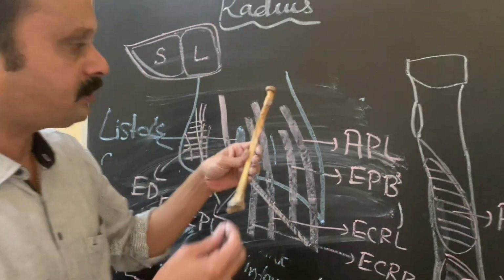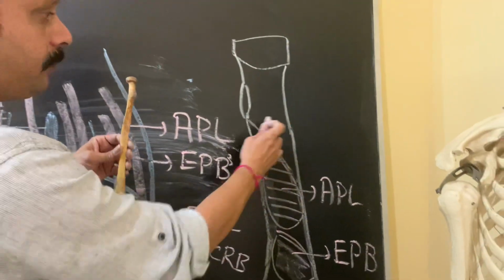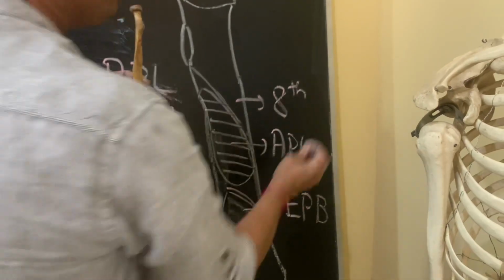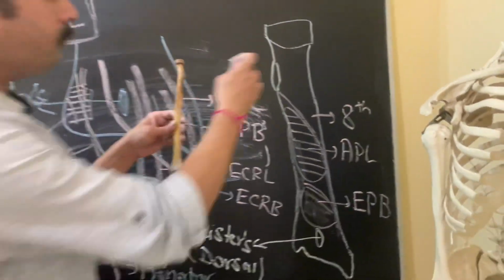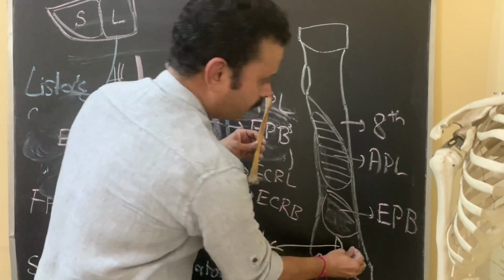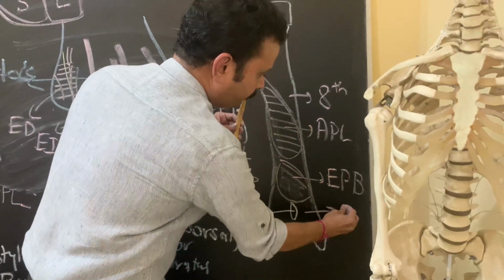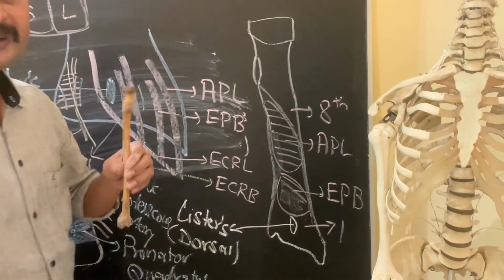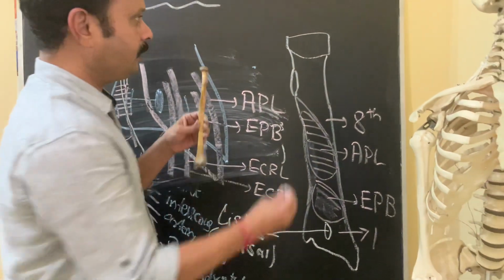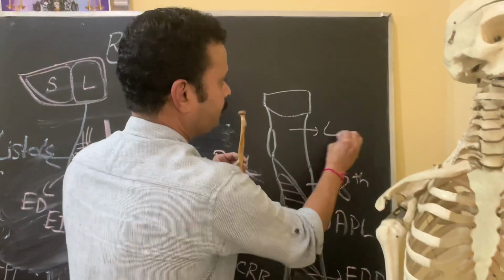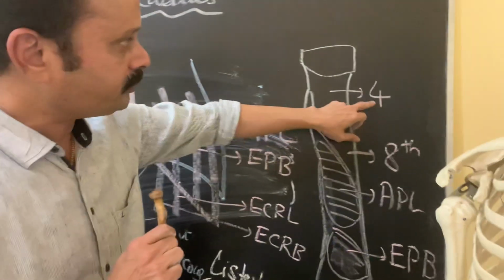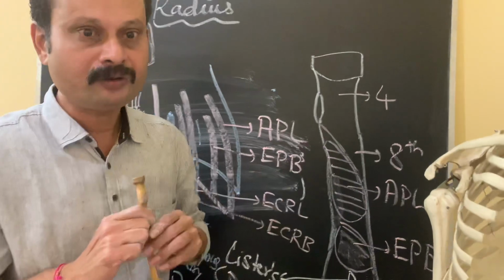Now coming to the ossification part of it, it has one primary center for the shaft, which appears at the 7th to 8th week of intrauterine life, and two secondary centers, one for the lower end, which appears at the 1st year and fuses with the shaft at the 17th or 18th year, and for the upper end, the secondary center appears at the 4th year and fuses with the shaft at around the 14th to 15th year.